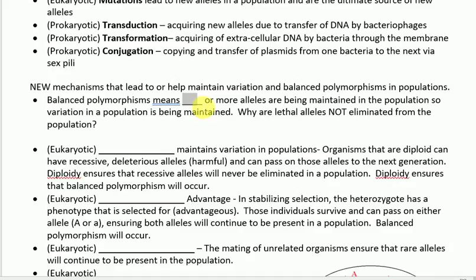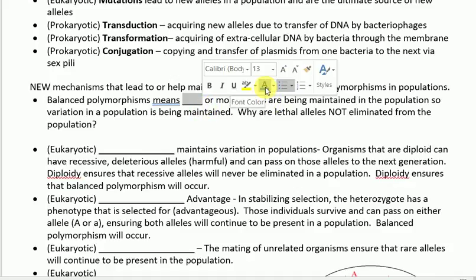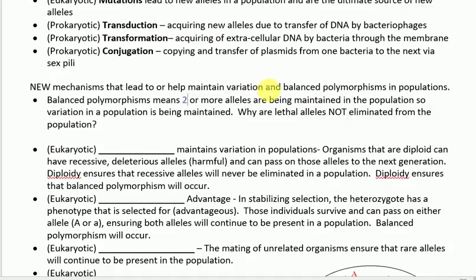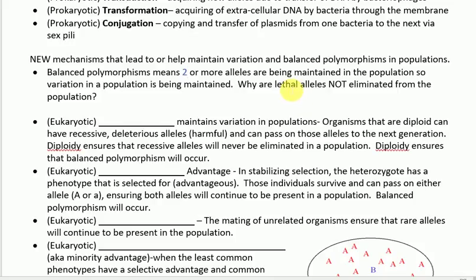So first, balanced polymorphism means that two or more alleles are being maintained in the population. So the variation is being maintained. Why do you think lethal alleles are not eliminated from the population? Something to ponder.